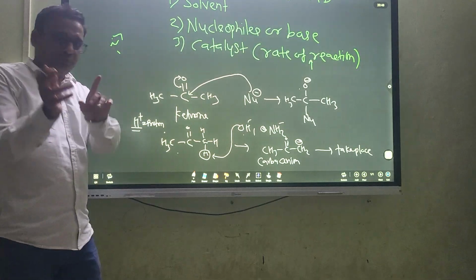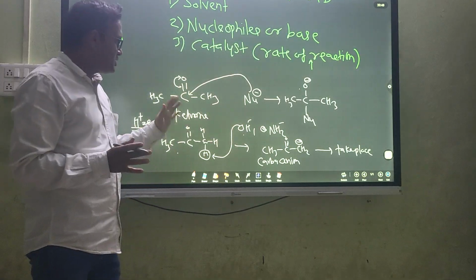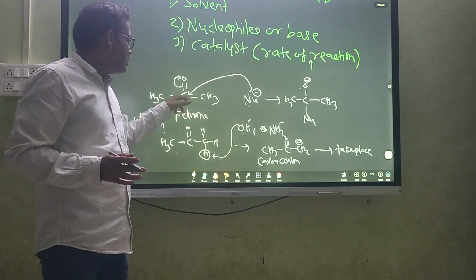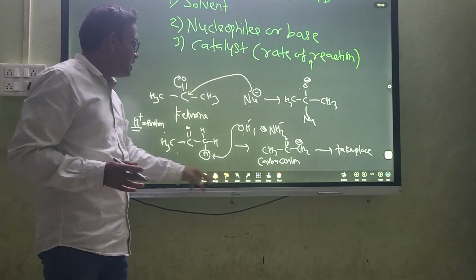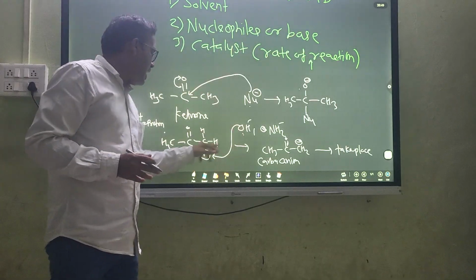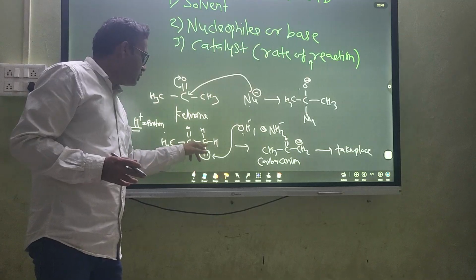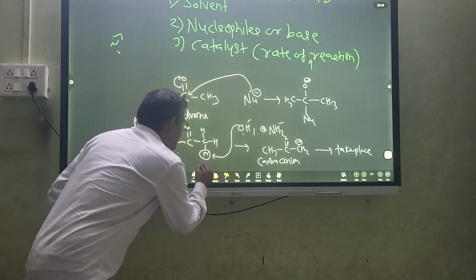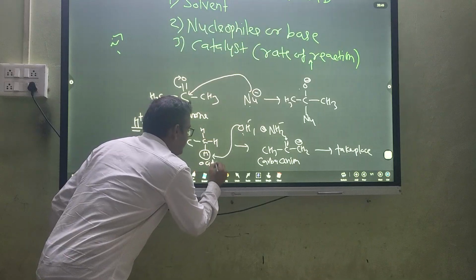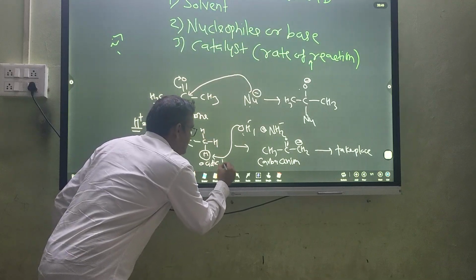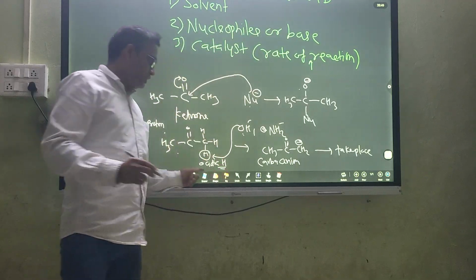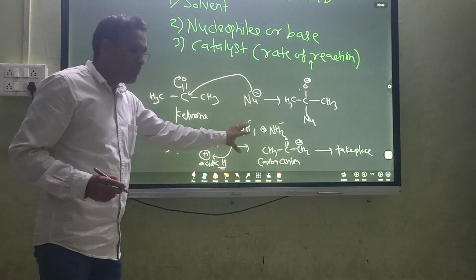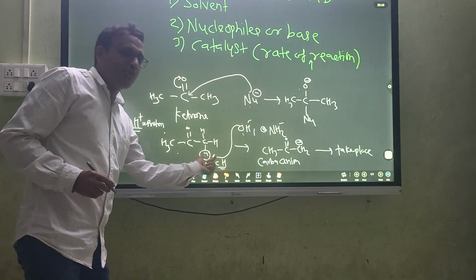Now we can see that the nucleophile attacks the carbonyl carbon, because this carbon is electron deficient, and the base abstracts the proton from the CH3 group. This is the acidic hydrogen. The role of the base is to abstract the protons.